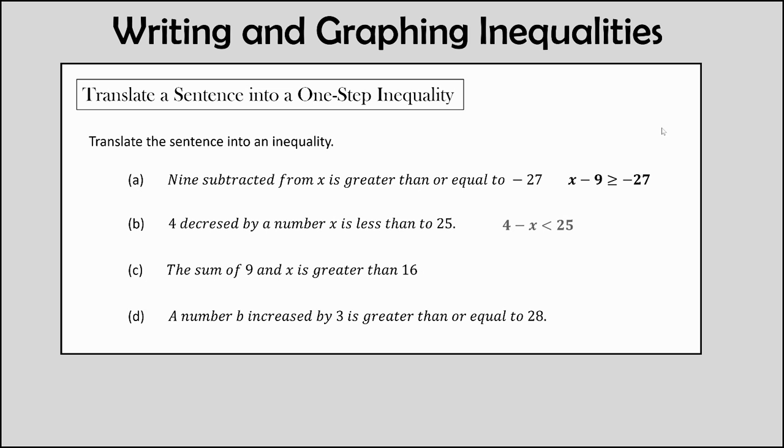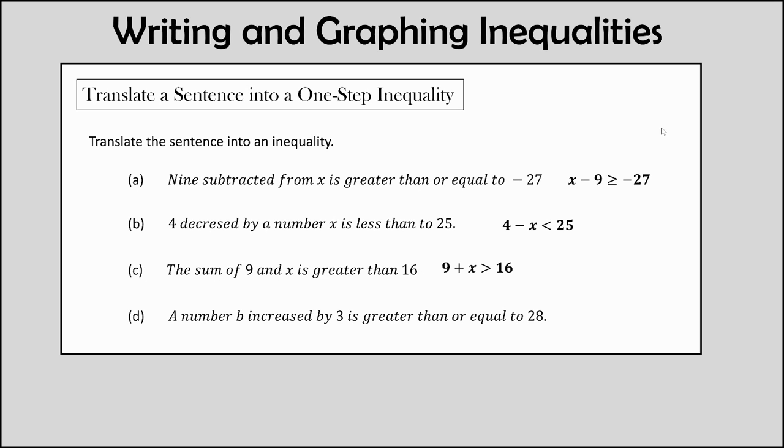So 4 decreased by a number x looks like that, 4 minus x. And that's going to be less than 25. Okay, C says the sum of 9 and x. Now, when we say the sum of, that means we're adding those two together. So the sum of 9 and x is greater than 16. 9 plus x is greater than 16.